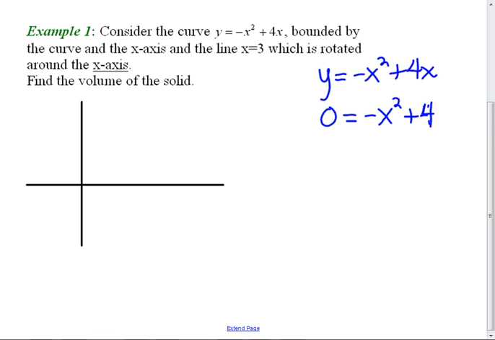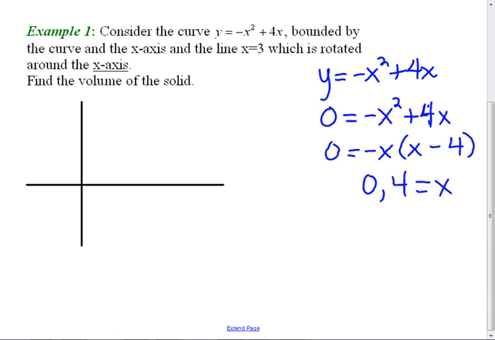Okay? So you should be doing this with me. And so we're going to factor out what? Negative x. And I'm left with x minus 4. So where are the zeros? It's 0 and 4. So I'm going to plot those points.